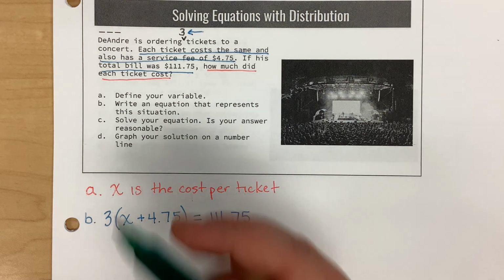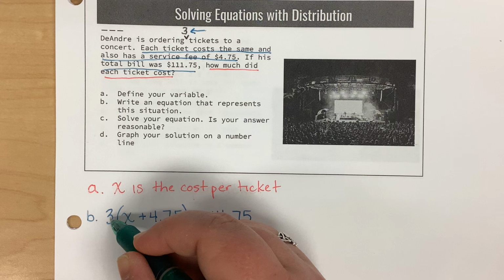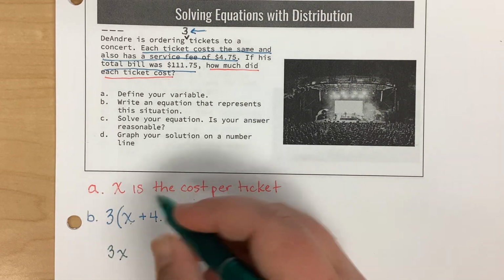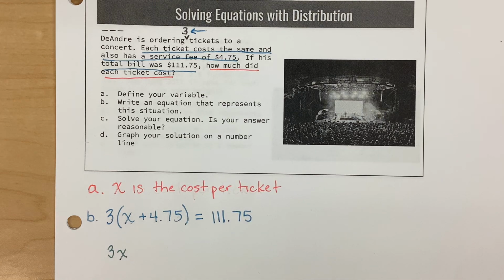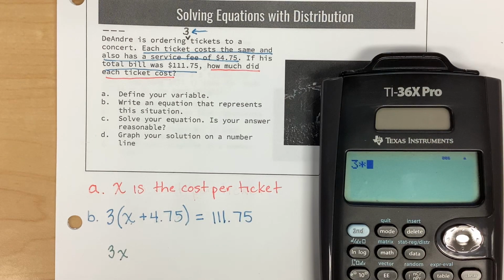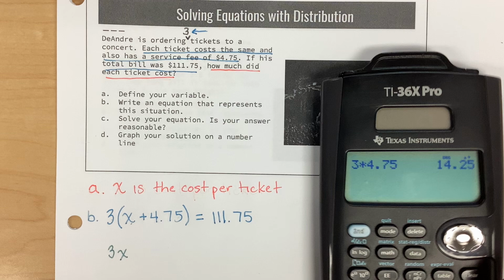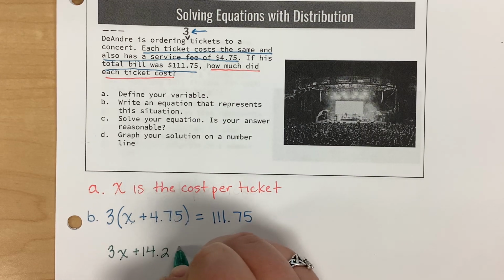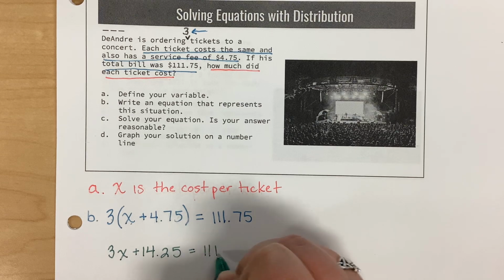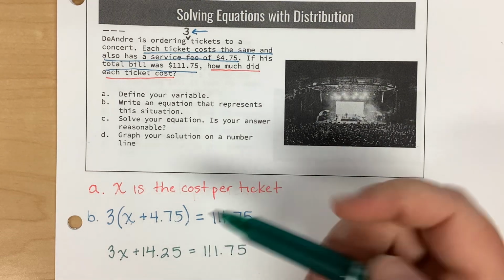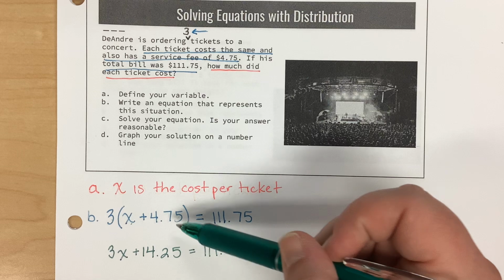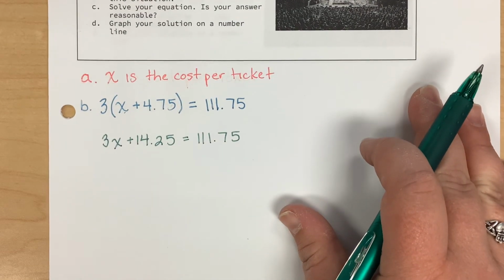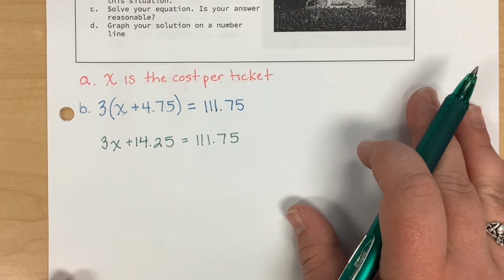All right, part C says solve your equation, and is it reasonable? All right, so when I go to solve, the first thing I'm going to do is distribute this 3. 3 times my x is 3x. 3 times 4.75, let's get a calculator. 3 times 4.75 is 14.25 equals 111.75. All right, so remember, each ticket has a price, and each ticket has a service fee. So that's why we have to have 3x and multiply the 4.75 by 3.